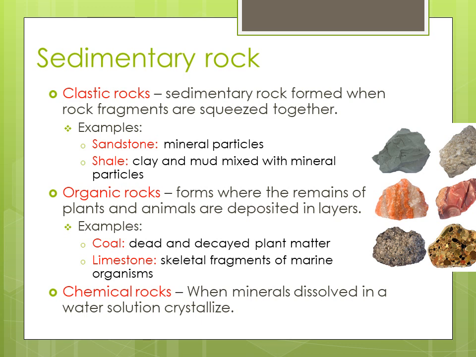We've got organic rocks, which form where the remains of plants and animals are deposited in layers. Two examples: coal, dead and decayed plant matter, and limestone. These are the skeletal fragments of marine organisms, fish and other things that live in the water. Finally, we have chemical rocks, where minerals dissolved in a water solution crystallize. So three different types of sedimentary rock.